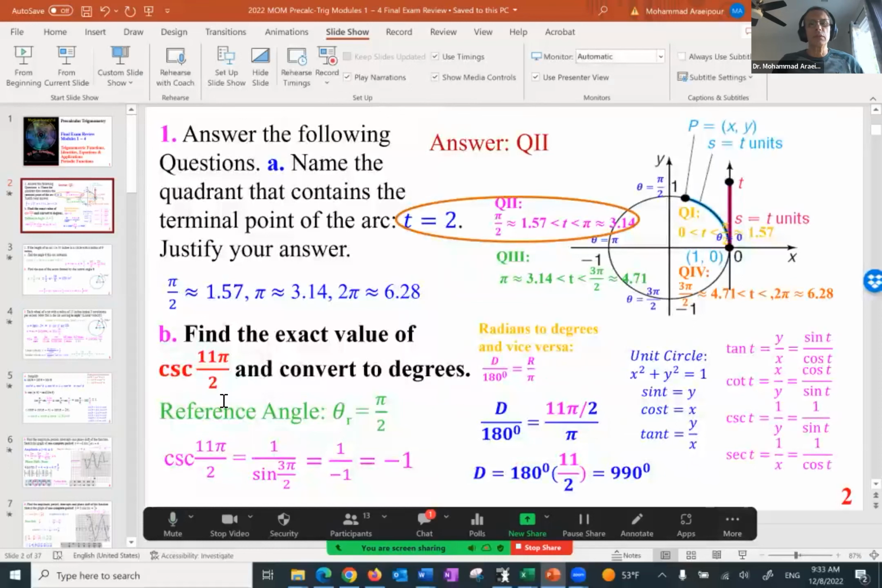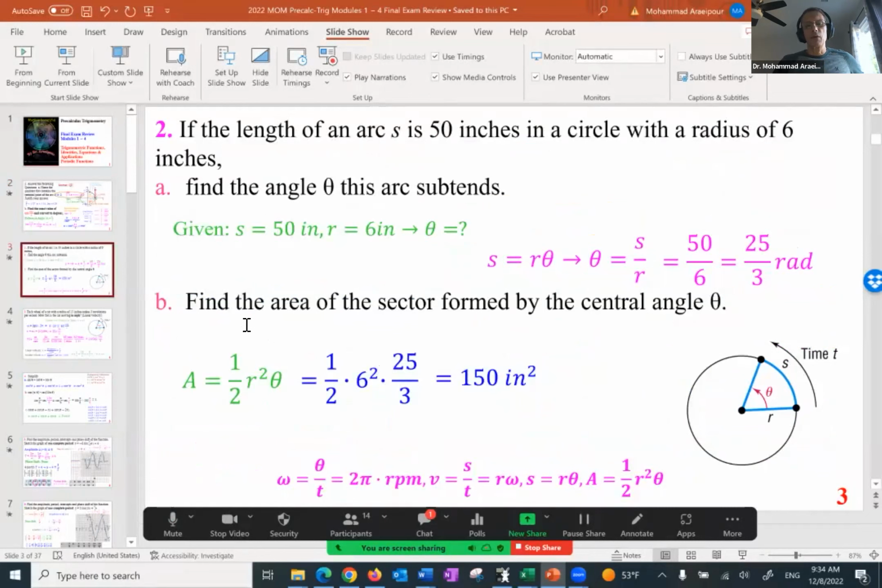First, we looked at the basics as far as the concept of quadrants, unit circles, and the relationship between degrees and radians. We looked at arc length, S equals r theta, and area of a sector, area is 1/2 r squared theta, and applications of that.